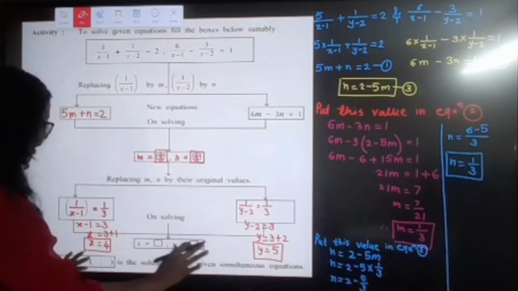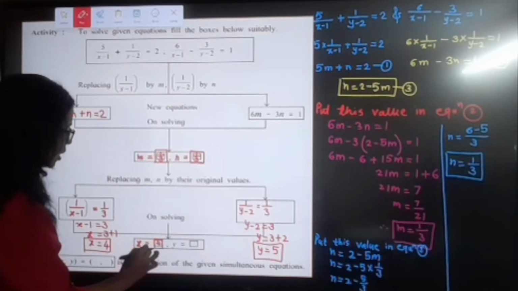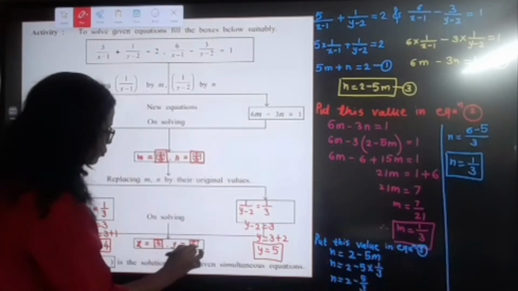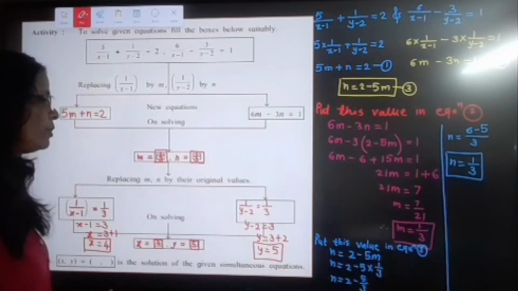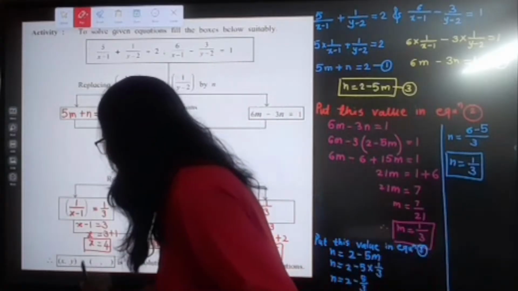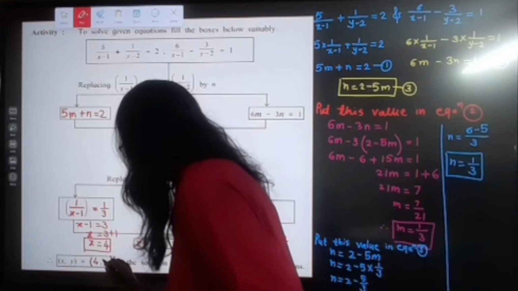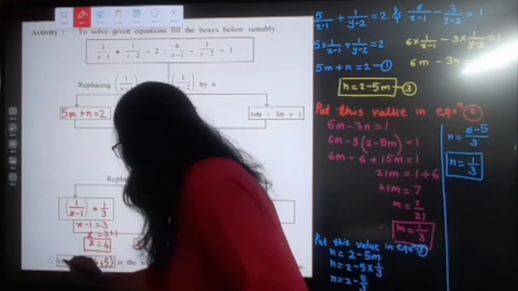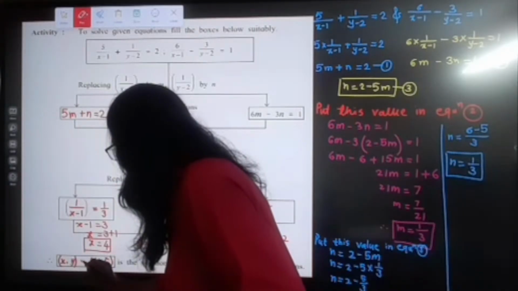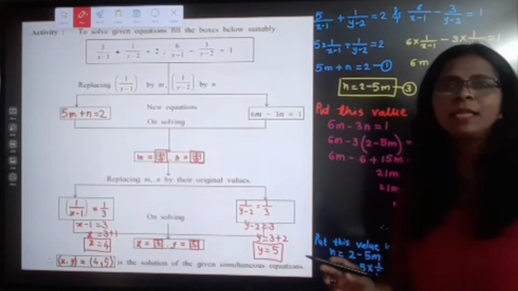So these are the final values. x is equal to 4 in this empty box, and y is equal to 5 in this empty box. Okay, students. In such a way we get (x, y) is equal to (4, 5), which is the solution of the given simultaneous equations.